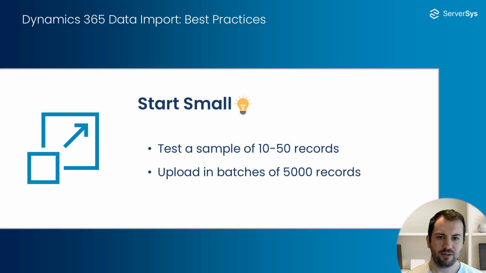In our experience, a good practice is, if you're working with a large file, start with a small sample of 10 to 50 records to test before you commit to the full dataset. Once it looks correct, import in batches of around 5,000 records. This makes the process easy to manage and errors more actionable.